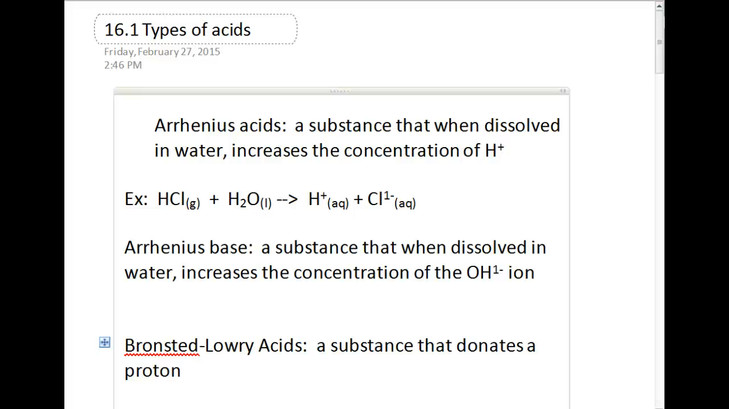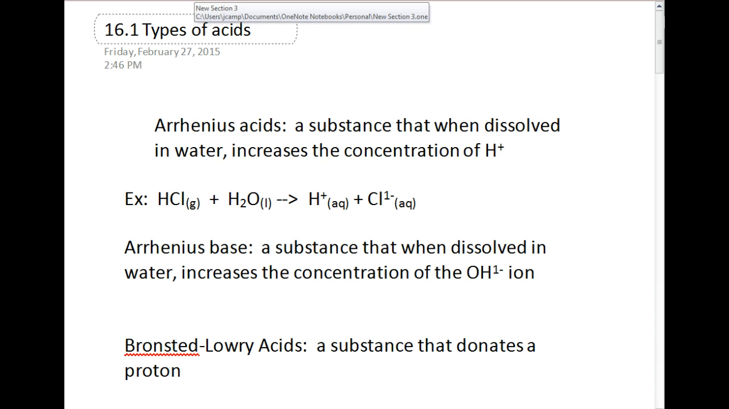Today we're going to be talking about types of acids, and we're going to be dealing mostly with the two basic definitions, one being an Arrhenius acid, the other one being a Bronsted-Lowry acid, and we'll learn how to identify the differences between these two. So let's get right into it.